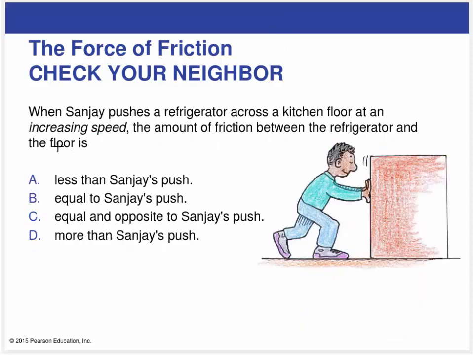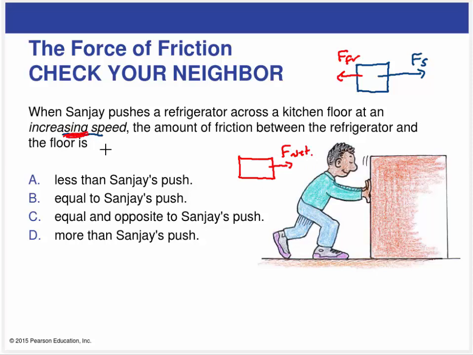Now let's ask ourselves what happens if he pushes it and there's an increasing speed. This is going to be the force due to Sanjay, and this right here is going to be the force due to friction. If I draw the net force down here, we want a net force in this direction. It's going to be increasing speed, so there is acceleration, and remember that force is equal to mass times acceleration. So here we need the friction to be less than Sanjay's push. The length of this arrow is much smaller than the length of this arrow.